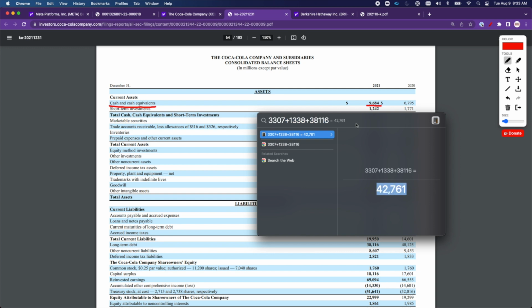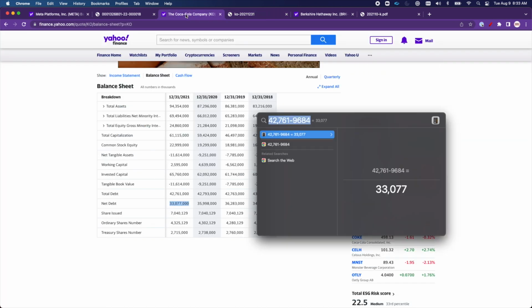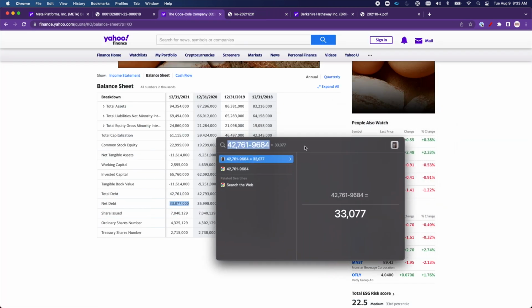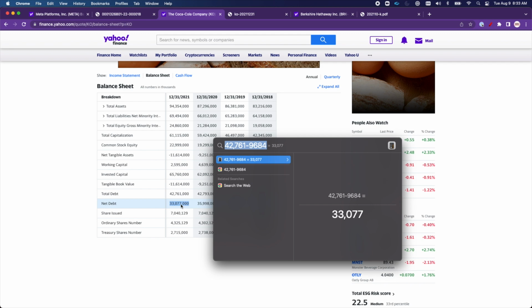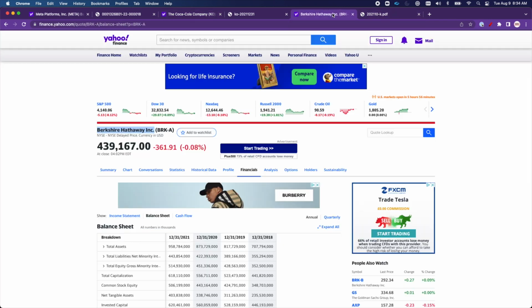So if we take the debt, the total debt again, let's see, $42.761 billion, and then subtract here the cash and cash equivalents, 9684, we get 33,077, so $33 billion. And we can see here that that's exactly the same number. So the net debt for Coca-Cola, again, total debt minus cash and cash equivalents, is $33.077 billion. And finally, let's take a look now at a slightly different type of company, Berkshire Hathaway.